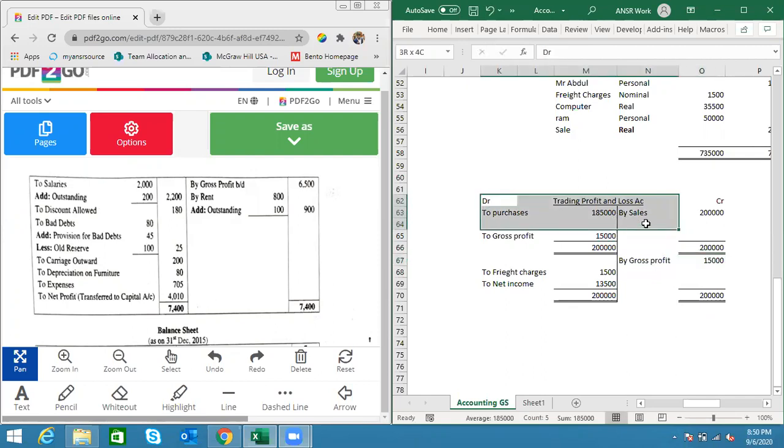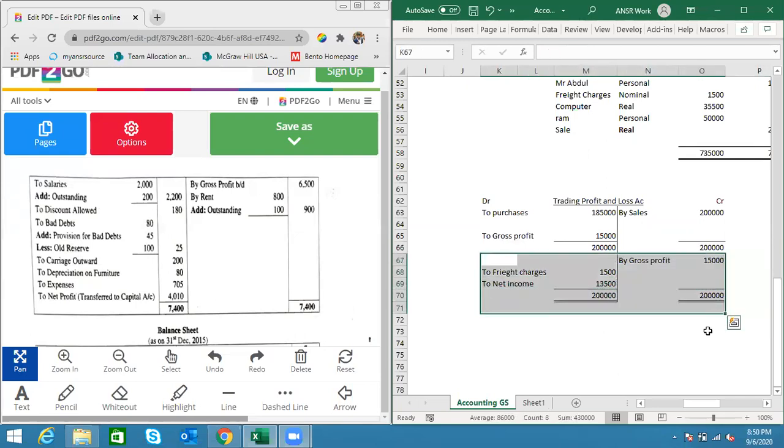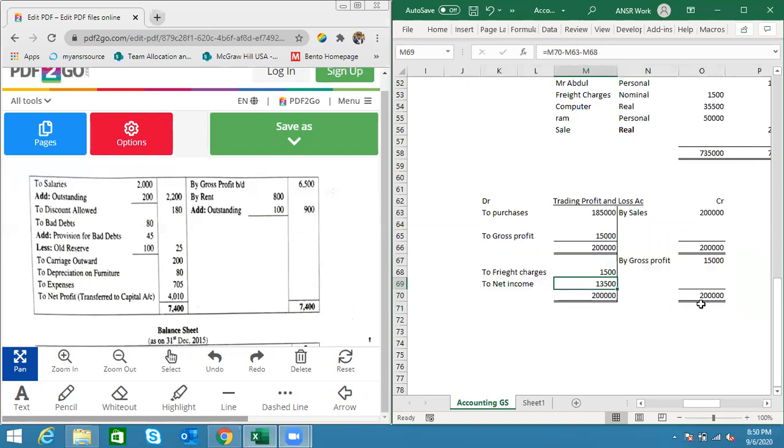Now, forget about the trading account. So this is the trading account that I did. I'll explain a little bit more about it. Just see how we're just segregating a statement. We are doing nothing else. Now we have put the gross profit here. We already have the freight charges here. Now try to balance only the profit and loss account. Here, which side is higher? Let's forget about this one. We haven't calculated the net income yet.